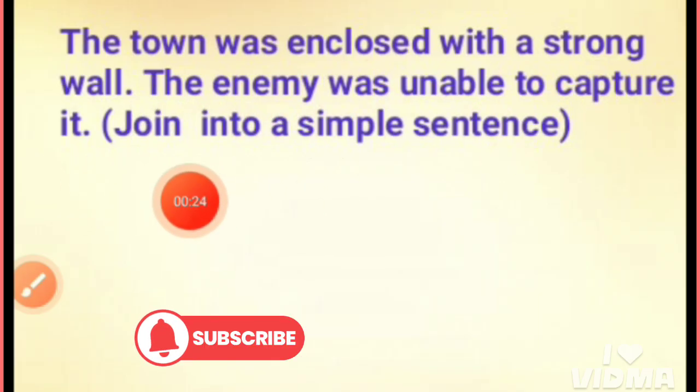The town was enclosed with a strong wall. The enemy was unable to capture it. These are the two separate sentences, and we have to join these two sentences into a simple sentence.